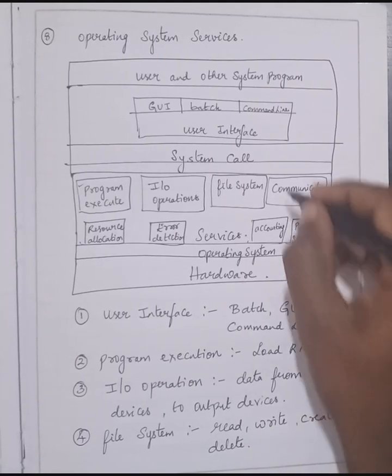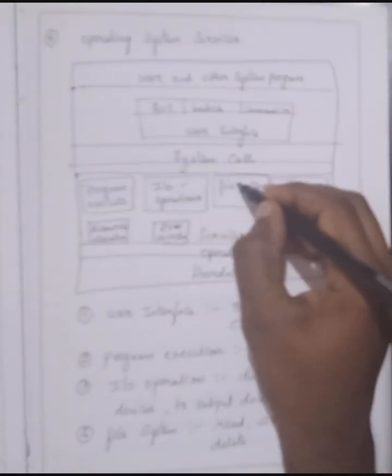Next comes communication. We saw input output and the file system, then the fifth one is communication.